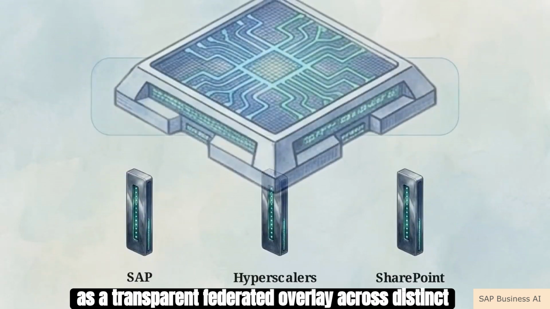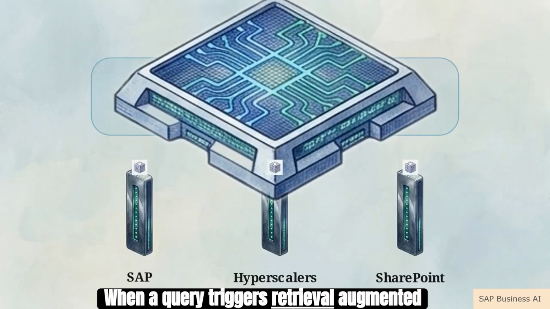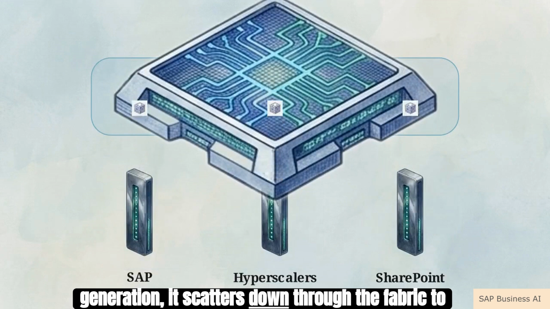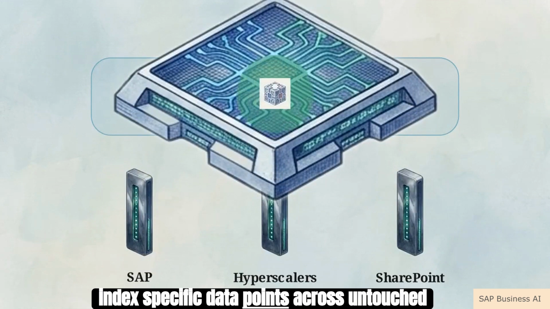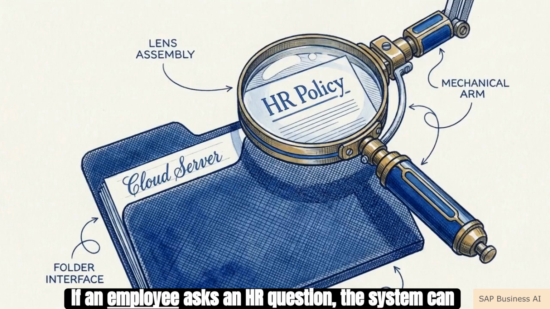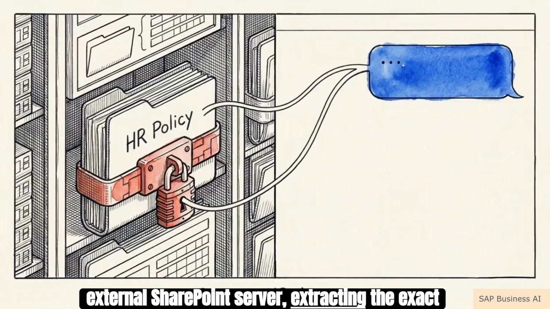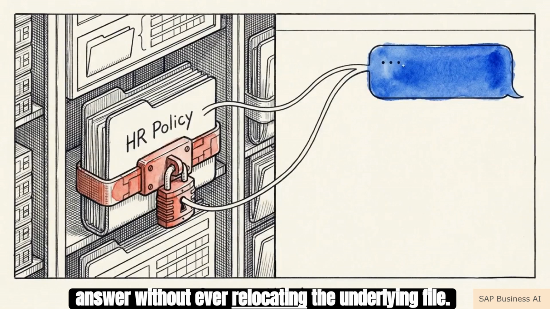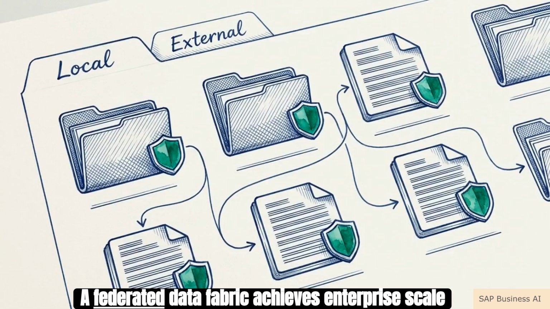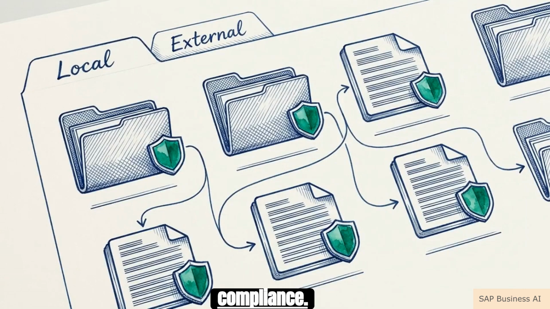Instead of moving information, the data fabric acts as a transparent, federated overlay across distinct databases. When a query triggers retrieval-augmented generation, it scatters down through the fabric to index specific data points across untouched systems, returning a compiled response. If an employee asks an HR question, the system can safely index internal policy documents hosted on an external SharePoint server, extracting the exact answer without ever relocating the underlying file. A federated data fabric achieves enterprise-scale RAG while maintaining strict data locality and compliance.